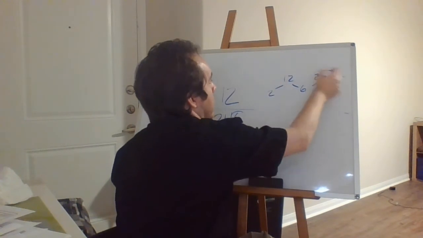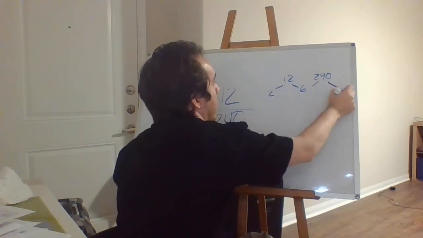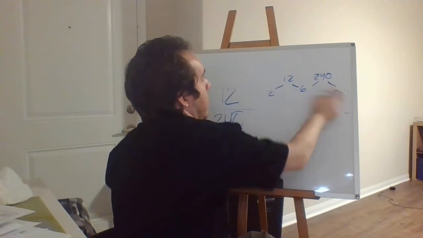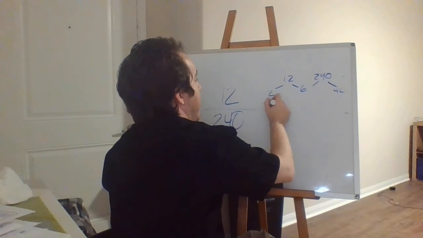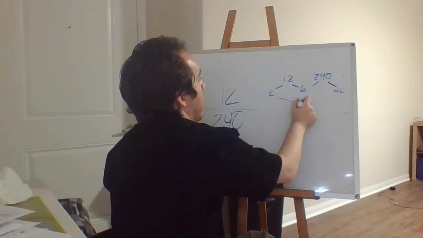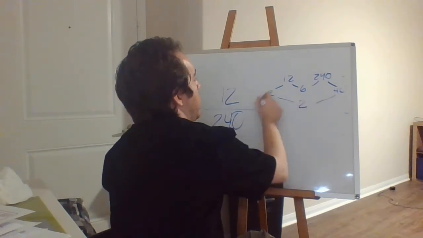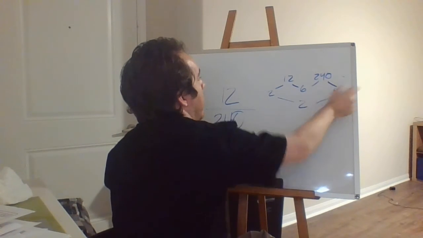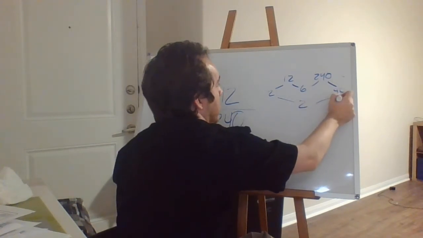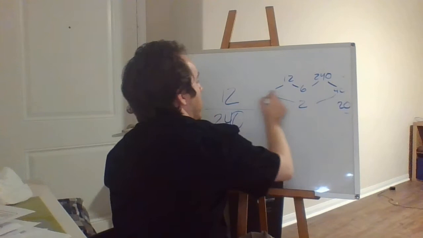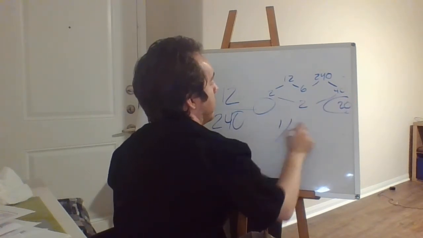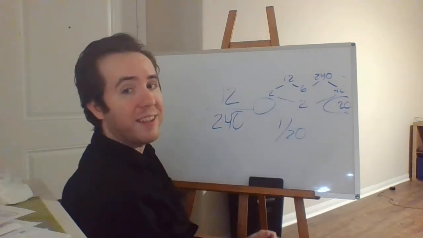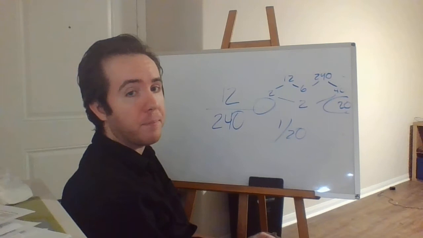12 divided by 6 is 2. 240 divided by 6 is 40. So that's 6 times 40, 6 times 2. And then that divides by 2 again. So 2 divided by 2 is 1, and 40 divided by 2 is 20. So 1 and 20, that's 1 over 20. Okay? So my answer is 1 out of 20.